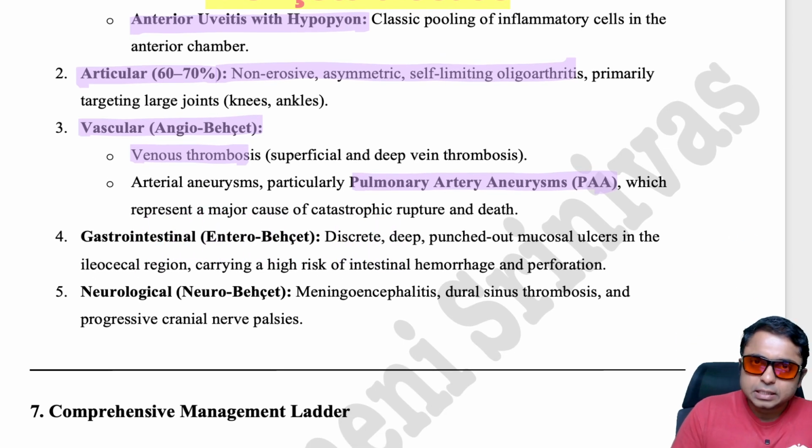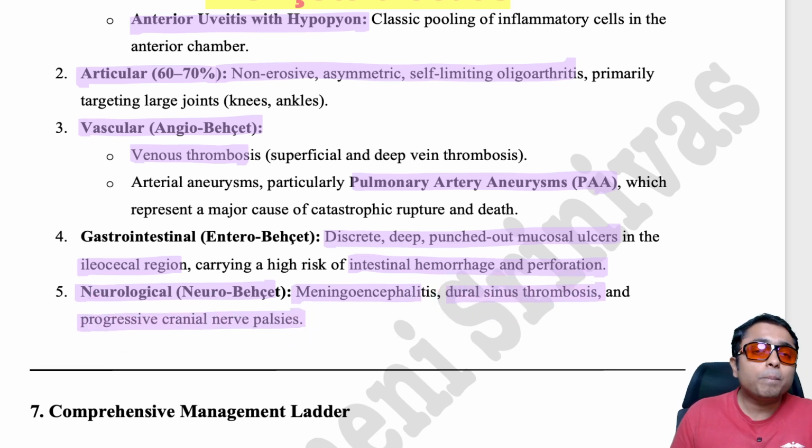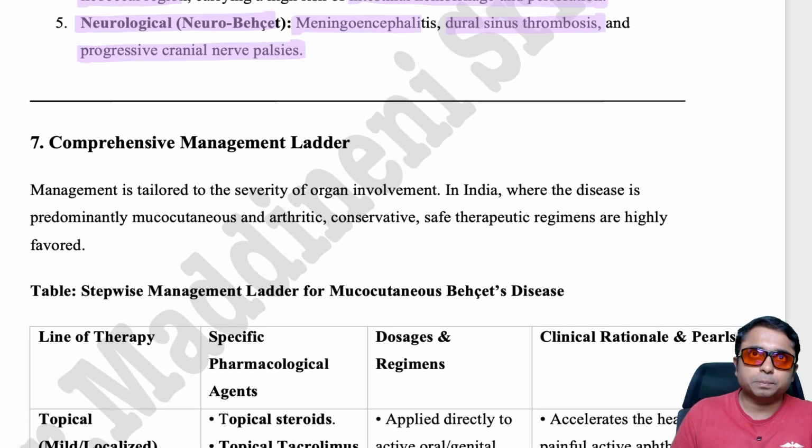In the GI system, there could be discrete deep punched out mucosal ulcers in the ileocecal region carrying high risk of intestinal hemorrhage and perforation. And in the CNS, you have to remember meningoencephalitis is a possibility, and dural sinus thrombosis, and also cranial palsy could also be one manifestation.